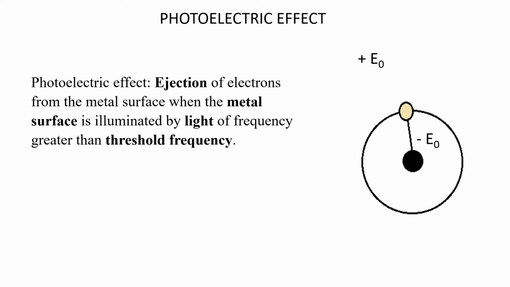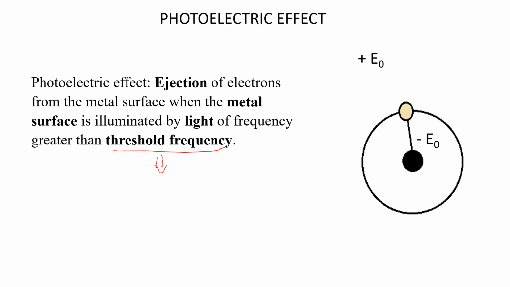Photoelectric effect. Photoelectric effect is a phenomenon of ejection of electrons from a metal surface when the metal surface is illuminated by light of frequency greater than a certain frequency. This particular frequency above which the photoelectric effect takes place is called the threshold frequency, and the corresponding energy of the light is called the threshold energy.